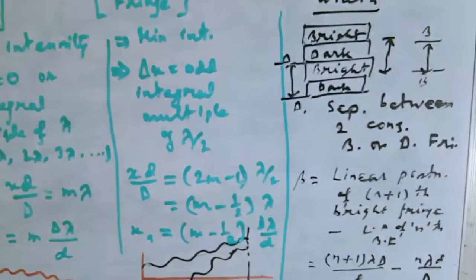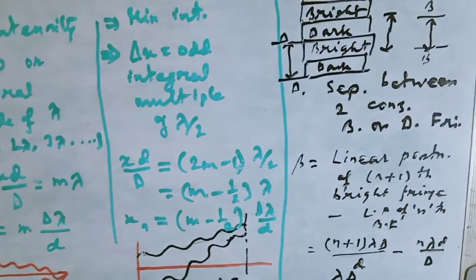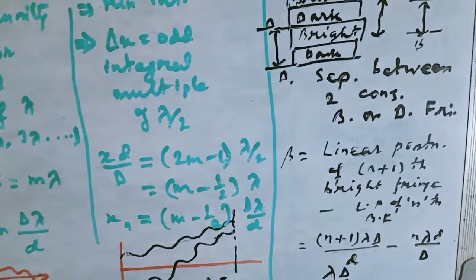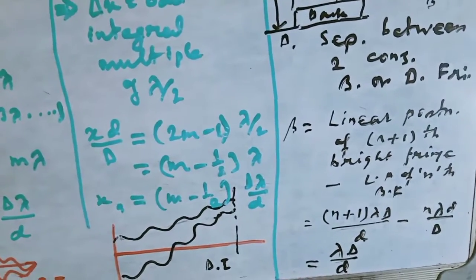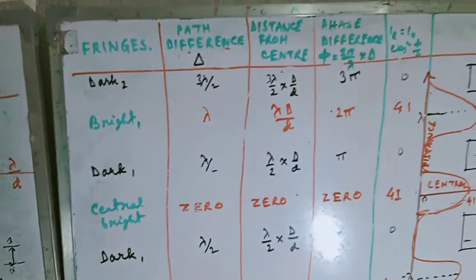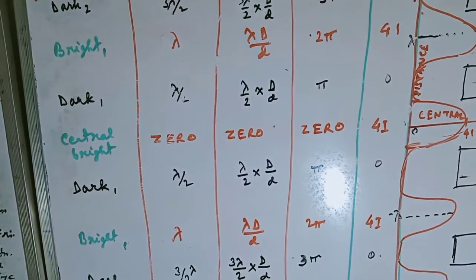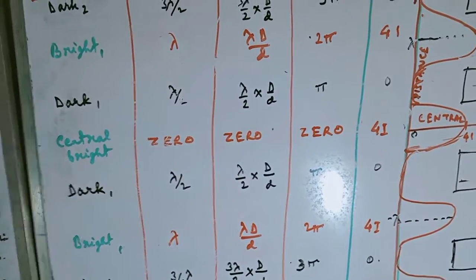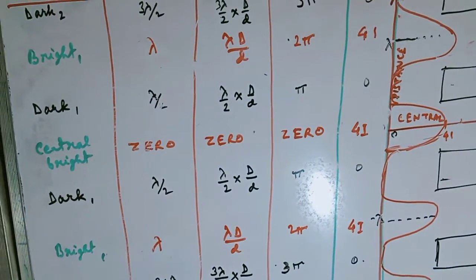Again for the dark fringe, it is (m minus half) into D lambda by d. So for the first dark fringe, it will be (1 minus half) into lambda D by small d. That means lambda D by 2d. That is lambda D by 2d. This is the lambda D by 2d dark fringe in the upward region, and in the lower region of the center bright fringe it will be D lambda by 2 small d.